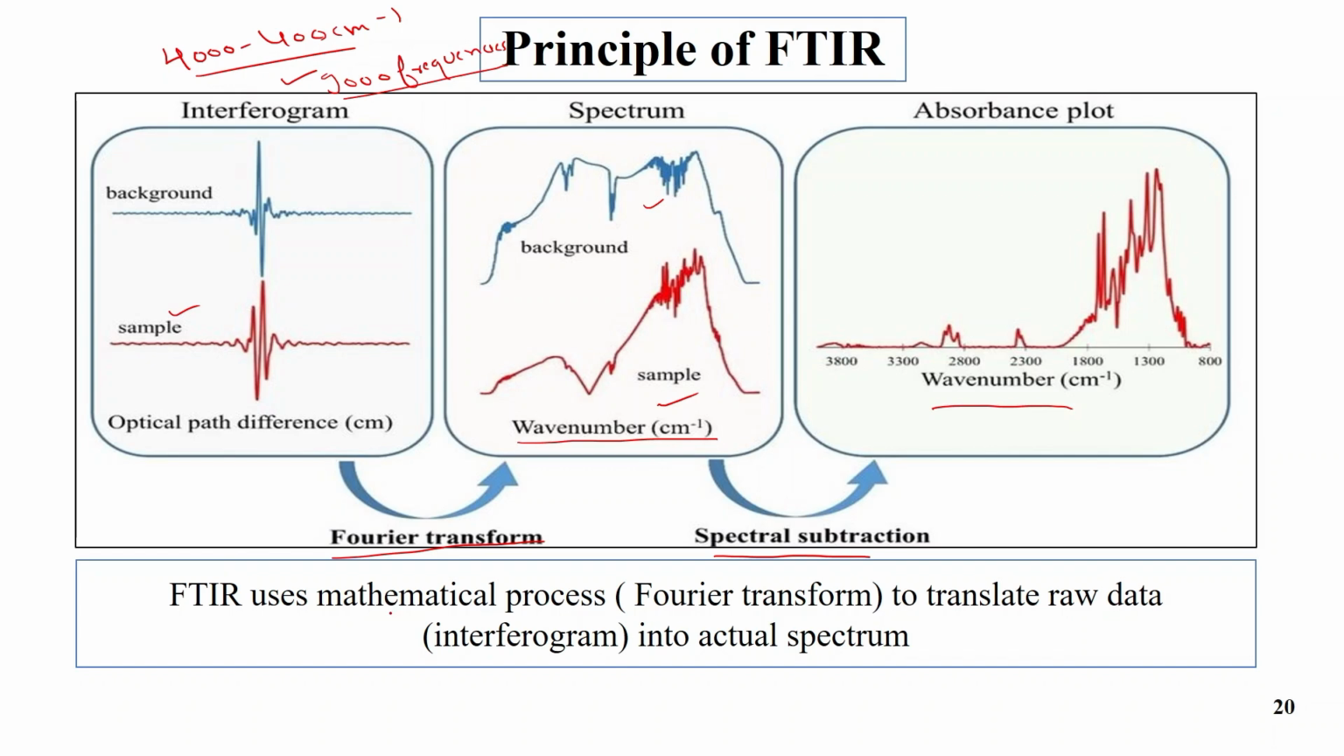So FTIR uses a mathematical process, the Fourier transform, to translate the raw data, the interferogram, into the actual spectrum. The Fourier transform is the mathematical function applied to convert the intensity versus time signal, intensity versus optical path difference, that is the signal over the interferogram, into the wave number versus intensity graph of the spectrum.